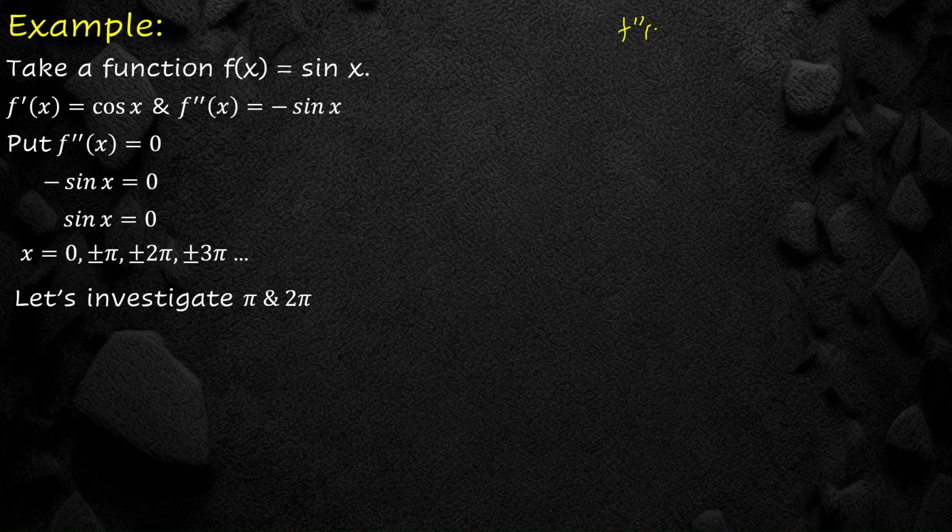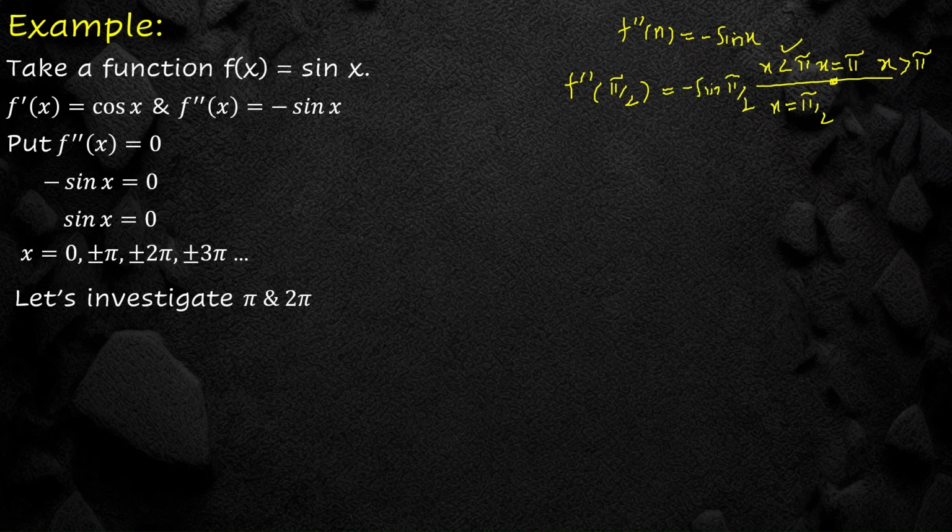Here the second derivative is equal to minus sine x. Our point is x is equal to pi. We take a point where x is less than pi, and again we shall take a point where x is greater than pi. So for x less than pi, we take x is equal to pi by 2. At x is equal to pi by 2, the second derivative is minus sine pi by 2, which is minus 1. That is, it is less than 0.